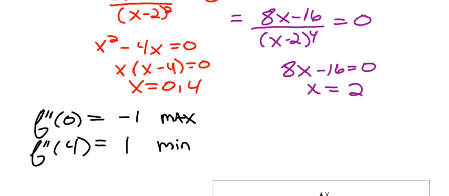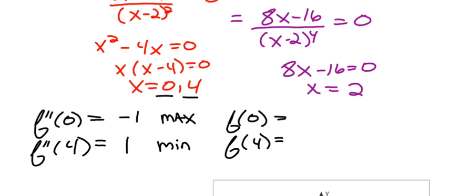If these are our local max and min, I'm going to go ahead and stick these x-coordinates into my original function and evaluate, so that I get 0 and 8.